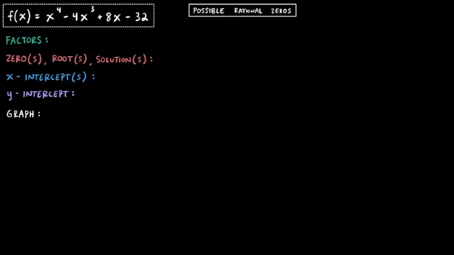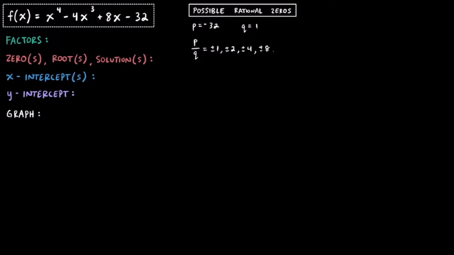Let's start by writing the possible rational zeros. To do that, we're going to want to identify our p-value, which is our constant of negative 32, and our q-value, which is our leading coefficient of positive 1. Remember, the list of all the possible rational zeros for a function is going to be the ratio of the p factors to the q factors.